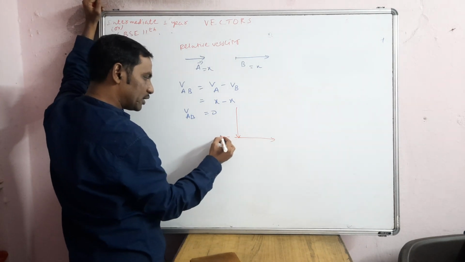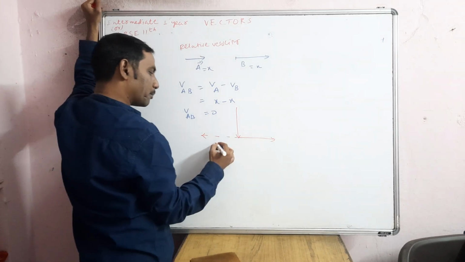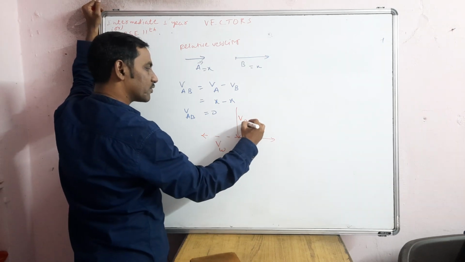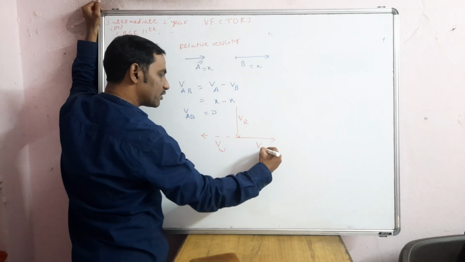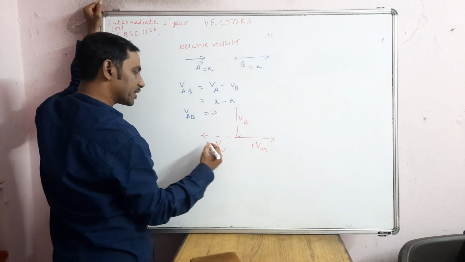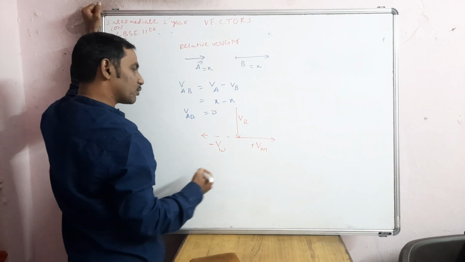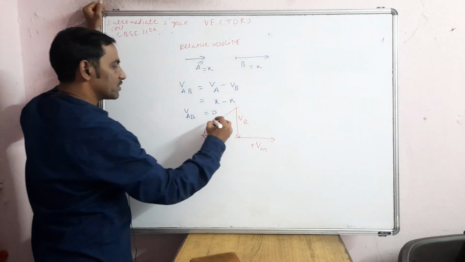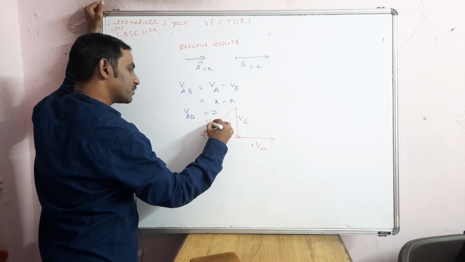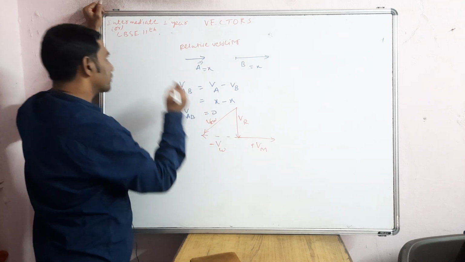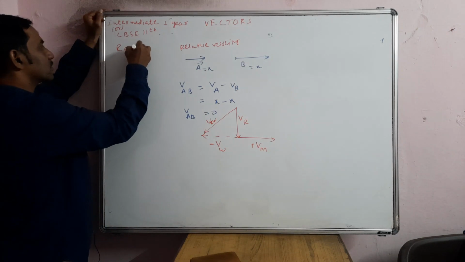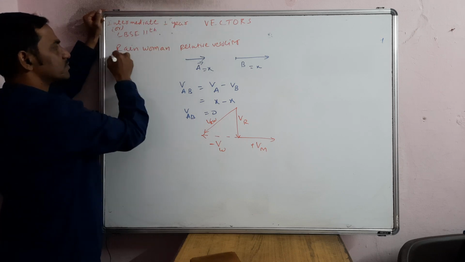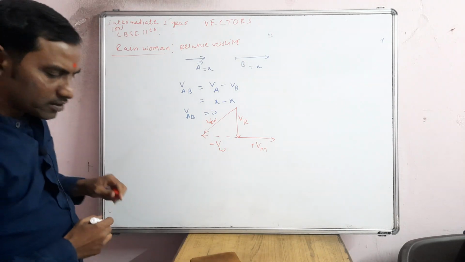Then what you have to do? Relative velocity of the man, or for example, you take a woman, and this is the velocity of rain. If this side you take positive, then this side you have to take negative, and the resultant will become like this. It means rain will fall like this. This is the velocity of the rain with respect to the woman. Instead of rain, woman. Man or woman, okay, done.